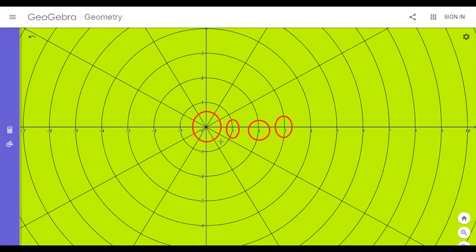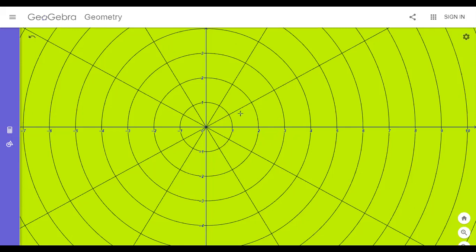Here the center is at the origin. They have the same center, but they have different radii. So we can say that these circles are concentric circles. Okay, here we can see different concentric circles.